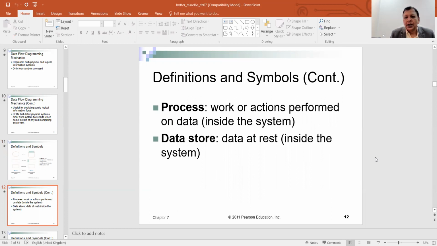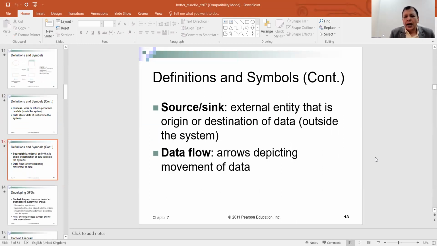The process is an amount of work or action performed on data inside the system. And a data store is like a table where data is stored and manipulated. Entity is a thing that can be uniquely identified. It's the origin or destination of data outside the system, not inside the system. And the data flow shows the movement of data between entity and process and vice versa.